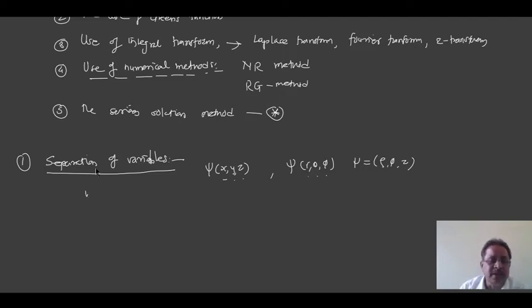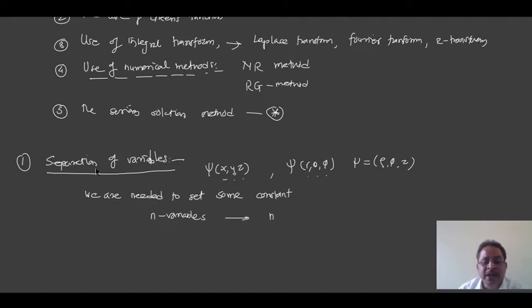In this method we are needed to set some constants in every partial differential equation. And how? If I have n variables, then I have to set n minus 1 constants. That means if I have 3 variables, then constants will be 2. If I have 2 variables, then the constant is 1. And if I have 1 variable, this is an ordinary differential equation, and it doesn't require anything here.